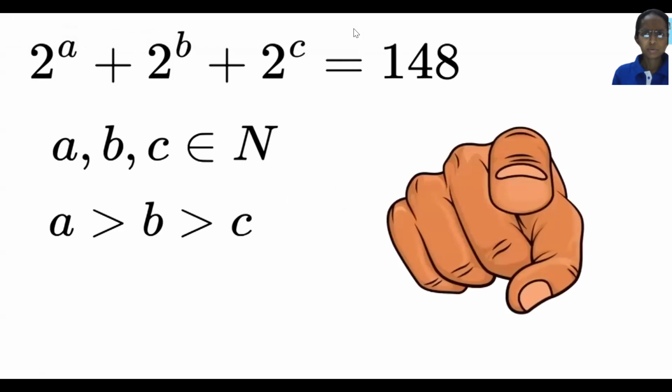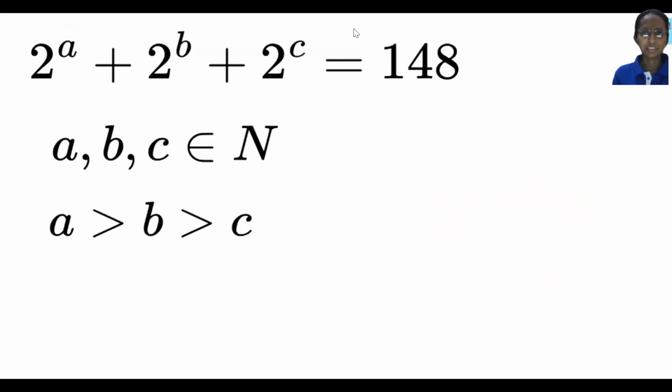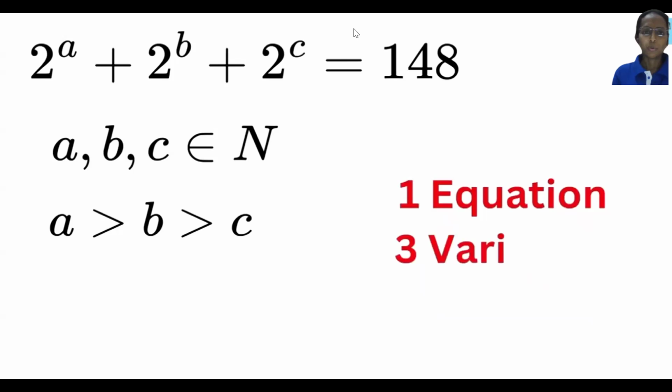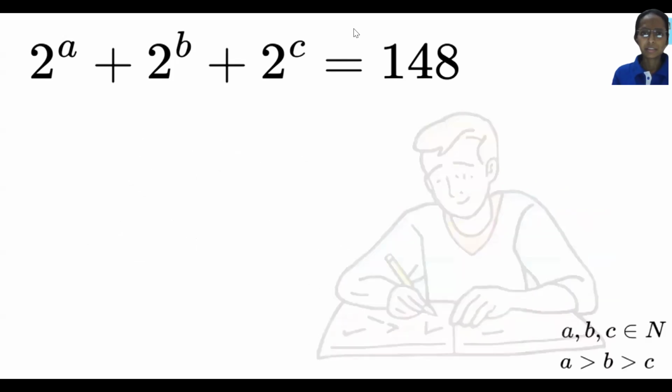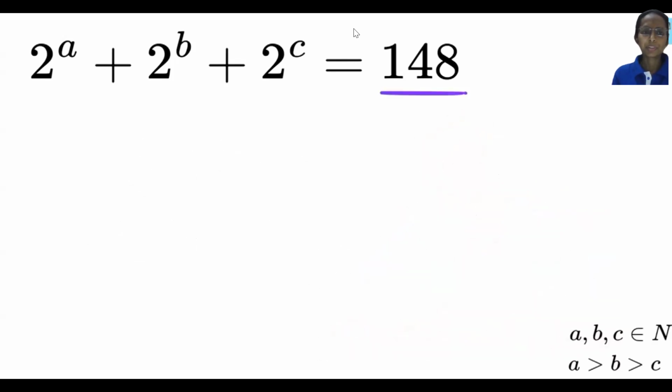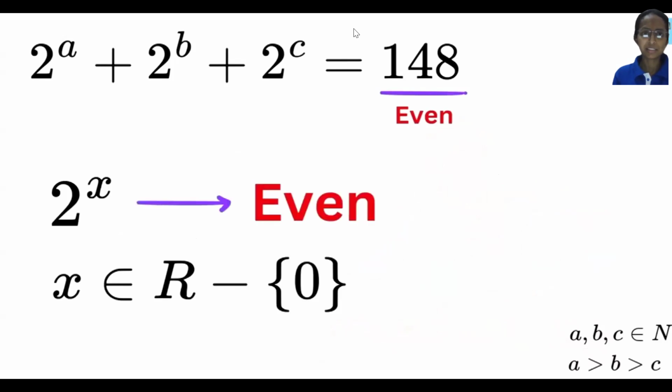So, can you find this question now? This seems to be quite tough, right? Now, only one equation and three variables. How can we solve this? This we can do just with the help of a few calculations only. That is, we can observe that the right hand side is even.